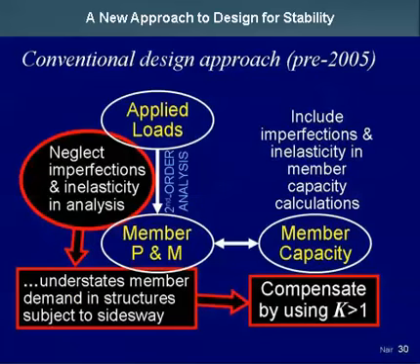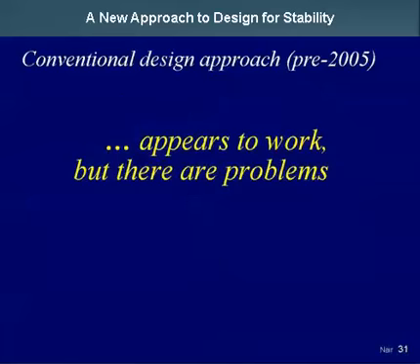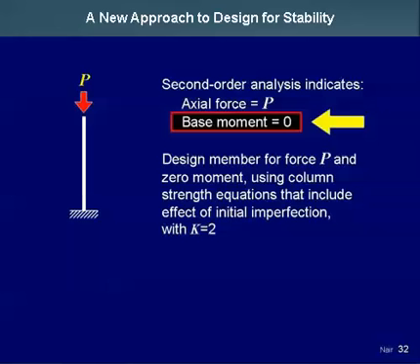This process of neglecting imperfections and inelasticity in the analysis, but then compensating by using k greater than 1 on the design side, seems to work, but there are problems. The first obvious problem is that this process tells you that your base moment is 0. Using the conventional pre-2005 specification, you could analyze a vertical column with just a vertical load on it, and the analysis will always tell you your base moment is 0.